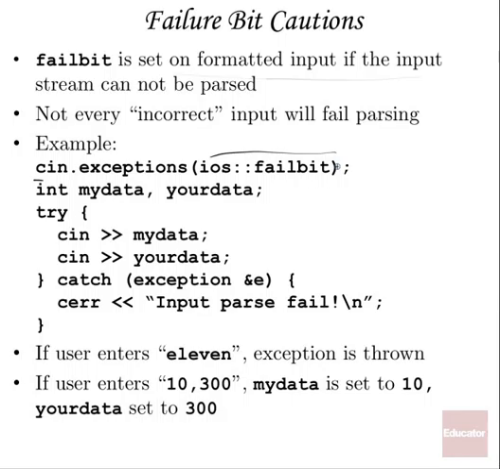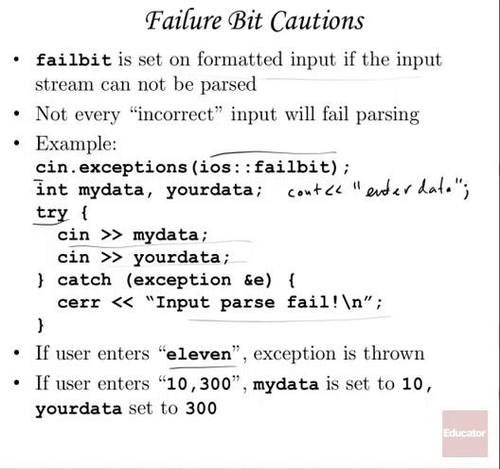So we'll print out something like, we'll have a cout that says enter your data, however you want to work that out. And then we have a try block that gets my data, followed by another one that says get your data. And we'll catch the exception that'll get thrown, then we'll say input parse fail. So if the user enters 11, you'll get an exception.